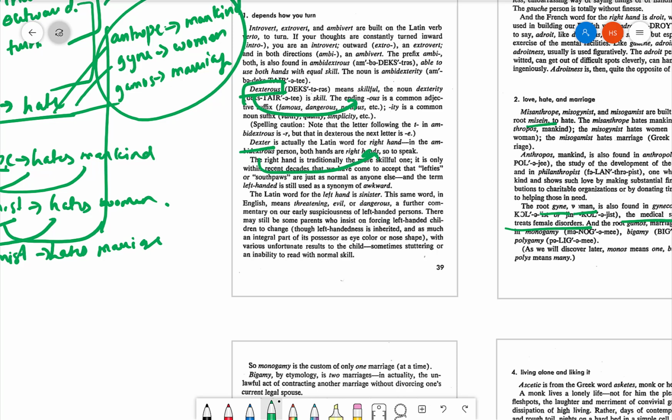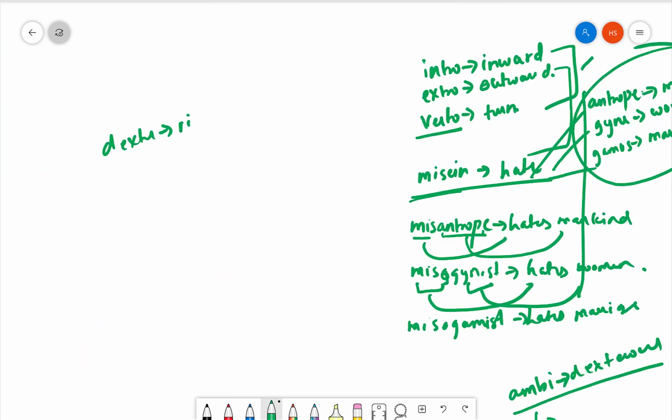Now if you combine ambi with dexterous, we get a person who is equally skilled with both hands, called ambidextrous. Ambi means both, dexterous means skillful. The person who is skillful with both of his hands. Now since dexter means right hand, gauche means left hand. If you say gauche to someone, it isn't good. It is considered to be awkward, clumsy.